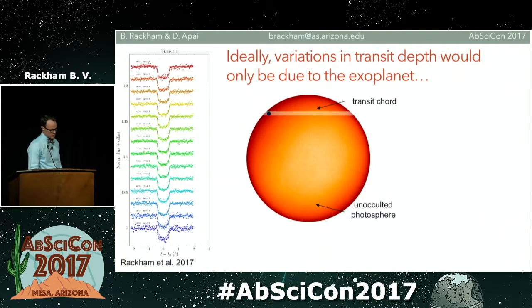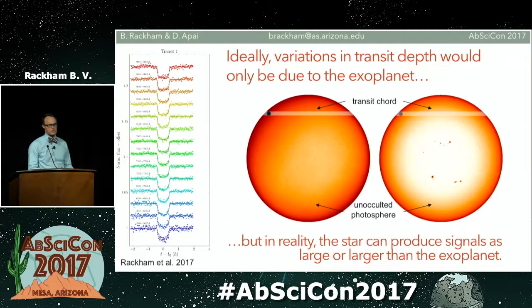So in the best case scenario, we would measure the transit depth at multiple wavelengths, and any variations in the transit depth would be due to the planet's atmosphere. But this assumes that the transit chord is exactly the same as the unocculted photosphere. And this assumption is actually never correct. It just depends on the precision we're interested in, whether or not we need to take this into account.